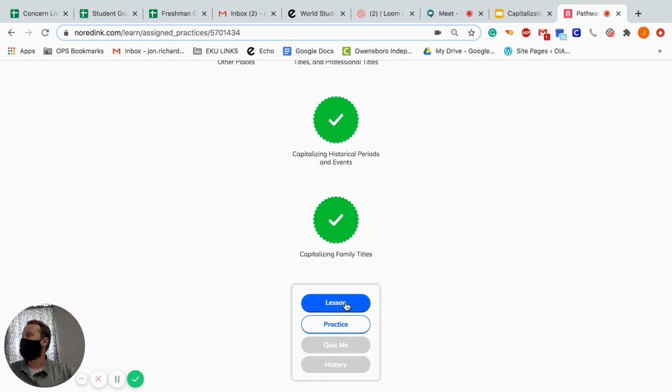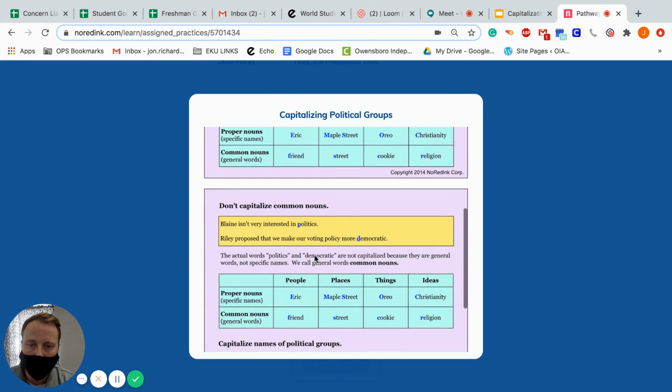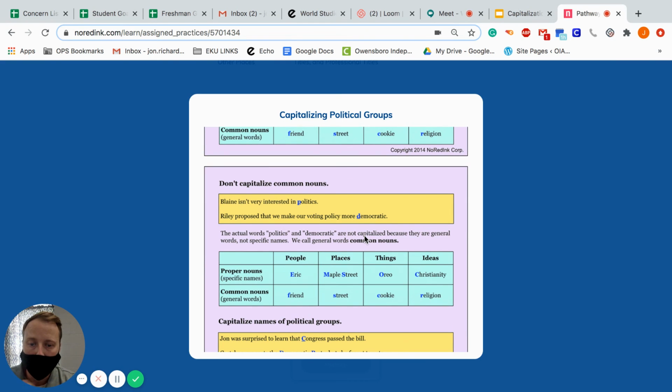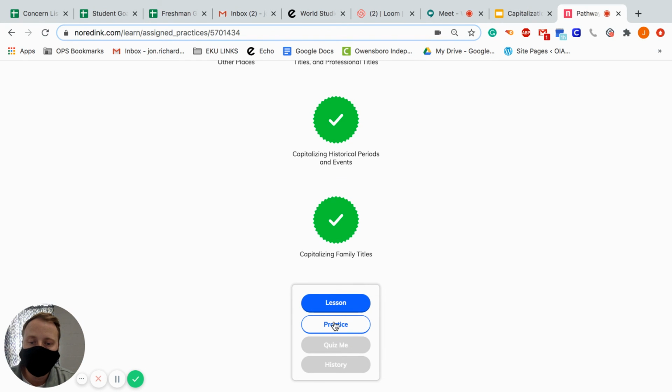So everybody, no matter where you're at, pay attention to this. The lesson here is if it is not part of a political party or a name of something in our political world, like the Congress or the Senate or the Supreme Court, if it's not the Democratic Party or the Republican Party or a Democratic senator or a Republican senator, you do not capitalize it, okay? So you don't capitalize politics, or just democratic, because these are still common words. And this is something we will be doing in our class this year. So let's go look at the practice here.